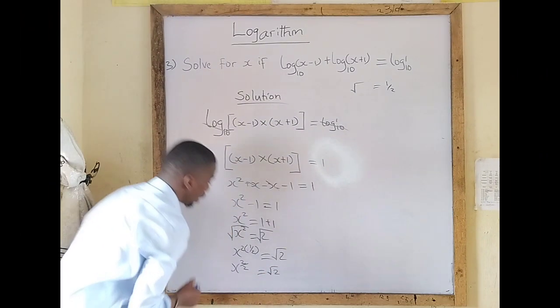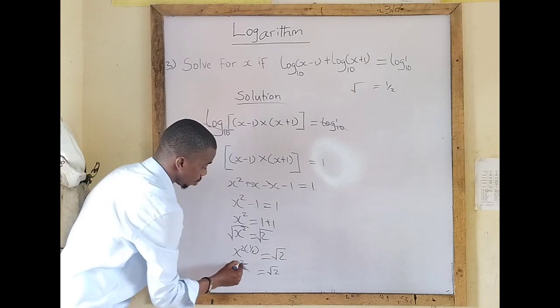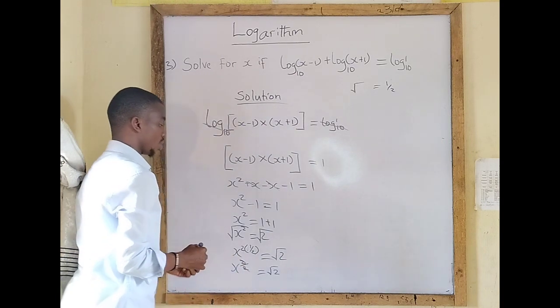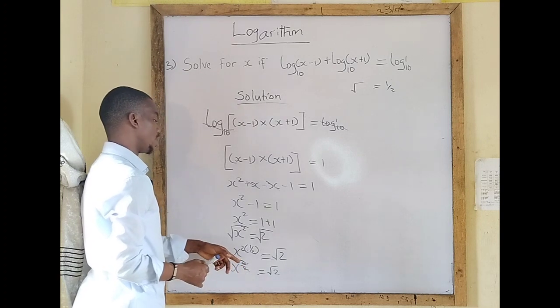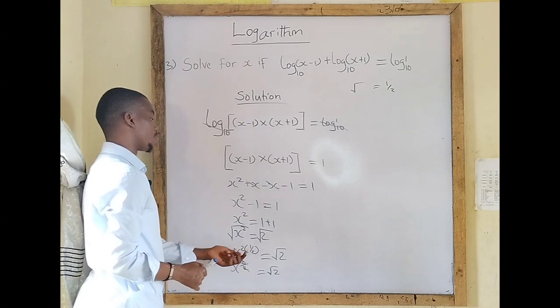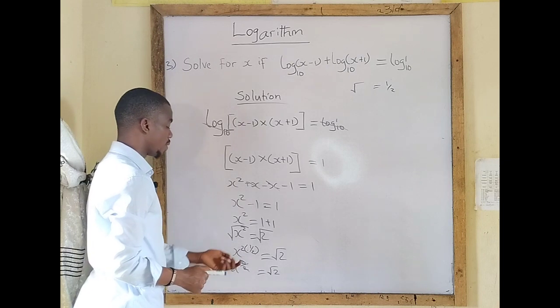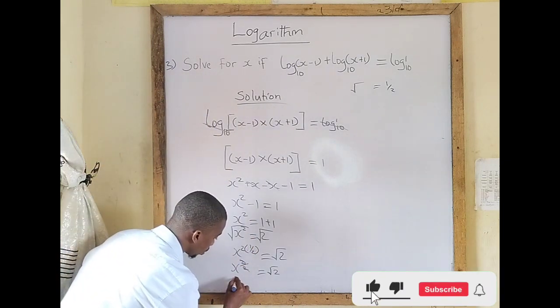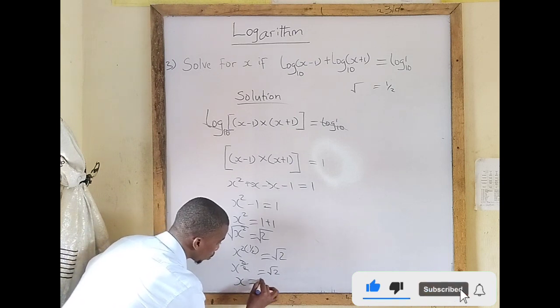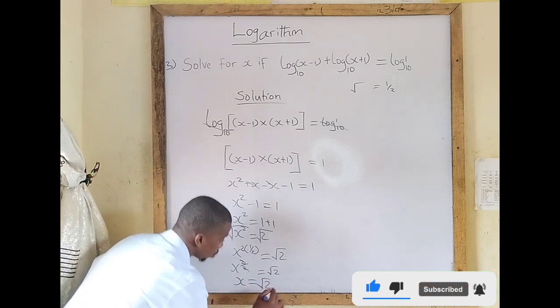So that 2 cancels 2 is 1, 1 divided by 1 will be x raised to the power of 1. Any number raised to the power of 1 is still that same number. So x raised to the power of 1 is x. So we have x equal to root 2.